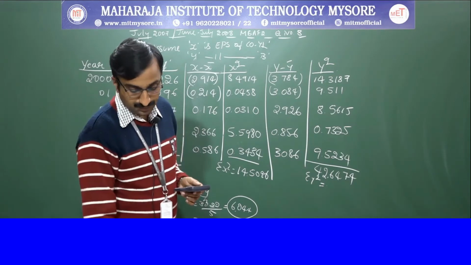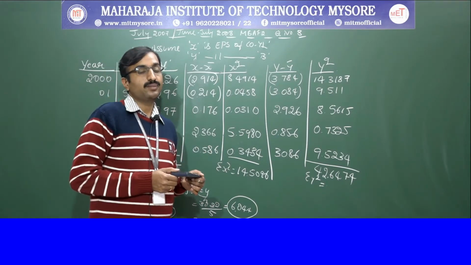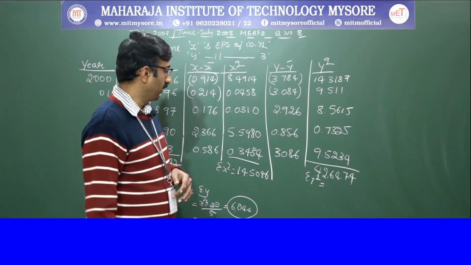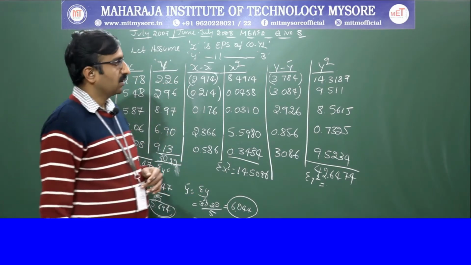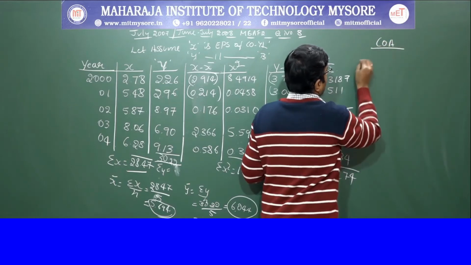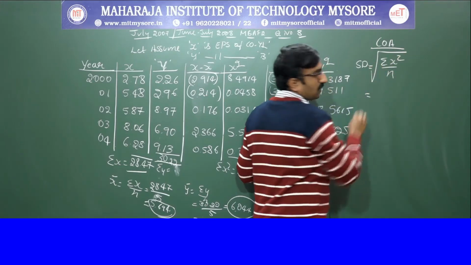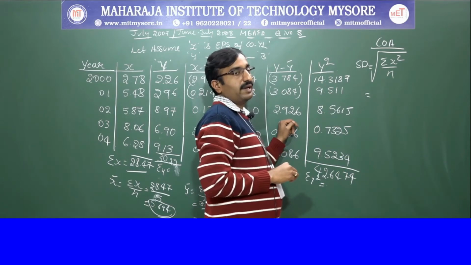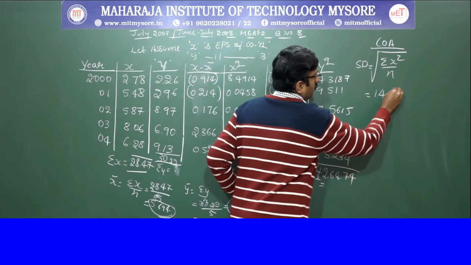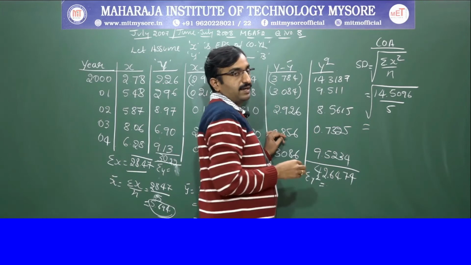Okay. Next, moving on to the company A standard deviation and company B standard deviation. Lastly, the coefficient of variation of company A and of company B. So first you do company A. Standard deviation is equal to root of sigma x square divided by n. Sigma x square is 14.5096, divided by n, which is 5 years. So how much will you get?